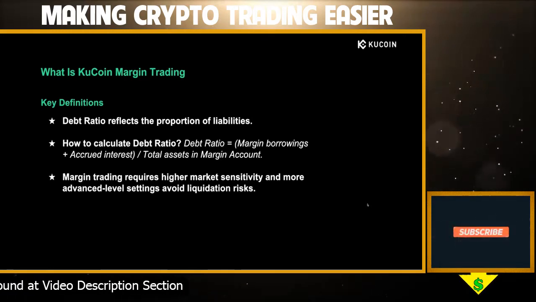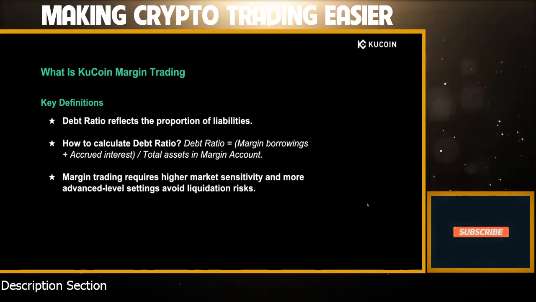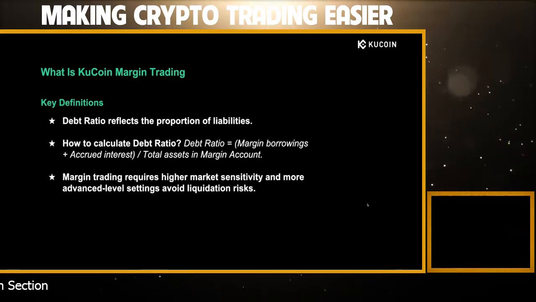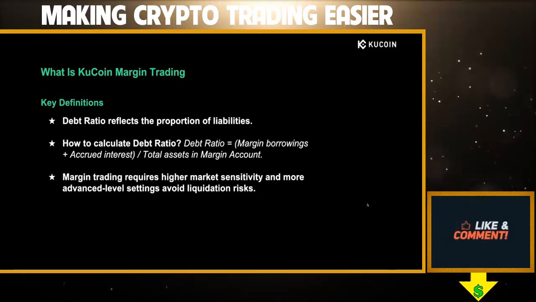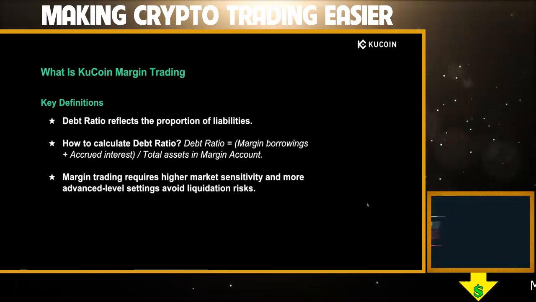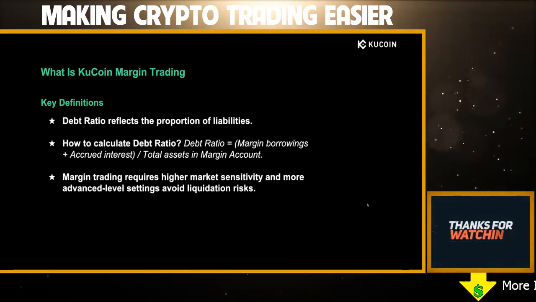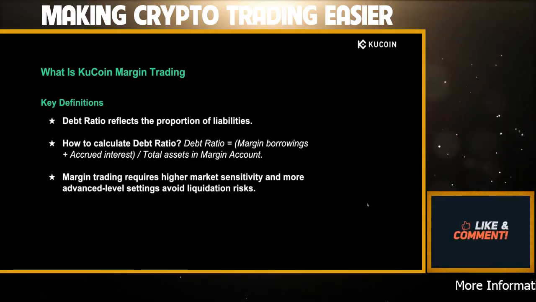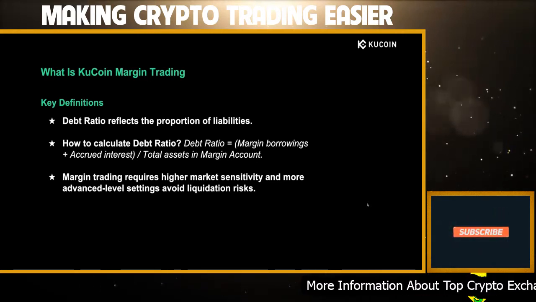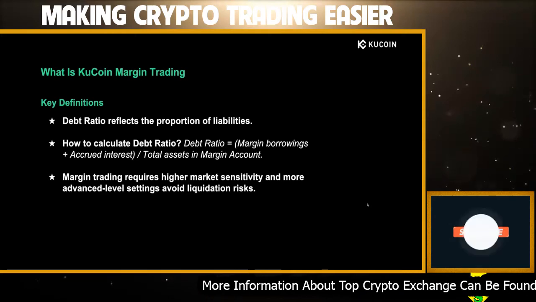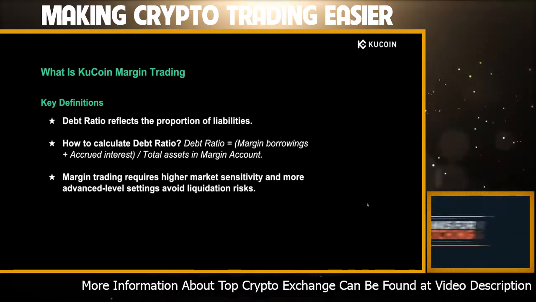Besides, at KuCoin margin, sometimes people get confused because users do not need to set leverages on their own, as the system will calculate your eligible leverage level based on your debt ratio. So it is important to first know how to calculate your debt ratio. The equation is already shown on the page, which is our total liability, the margin borrowings plus accrued interest, divided by the total assets in your corresponding margin account.